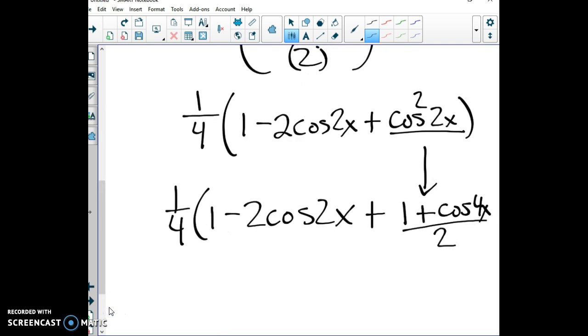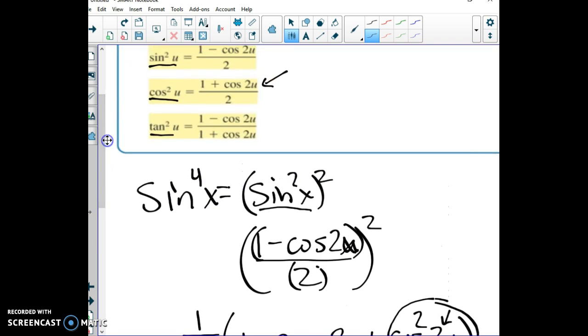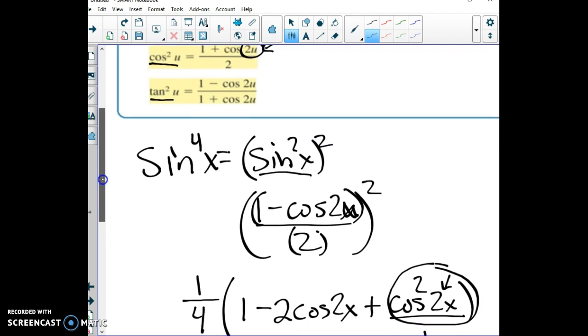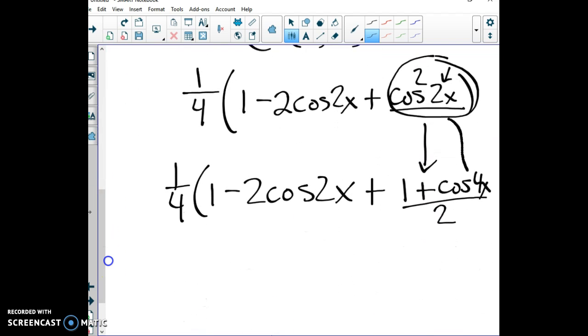The thing that I want to draw your attention to is this. When we rewrote this power reducing formula, we had 2x as our angle, and cosine squared says we're going to take 1 plus cosine twice u. So our angle was 2x, and it turned into twice that, or 4x. So we're going to go ahead and keep going from here.